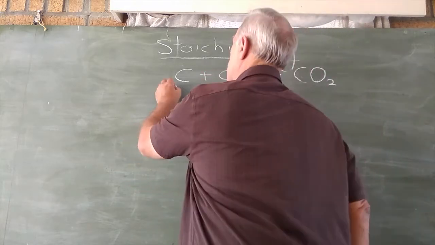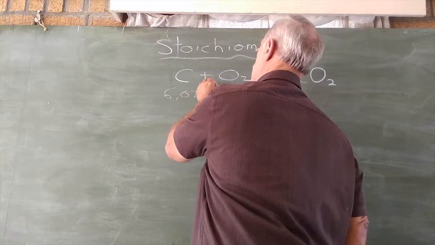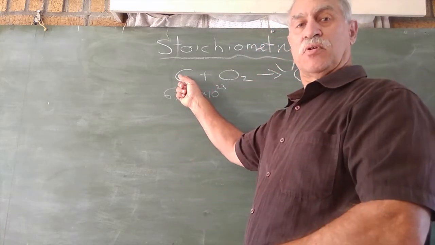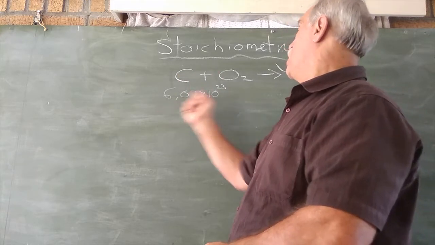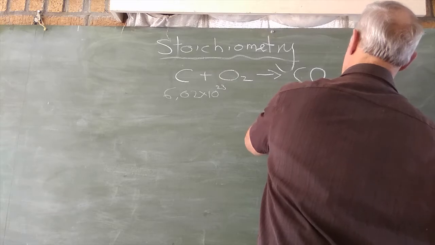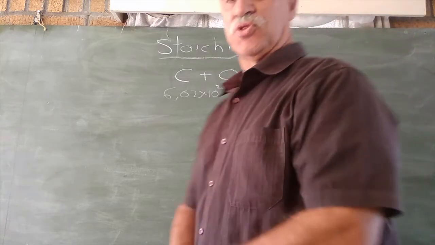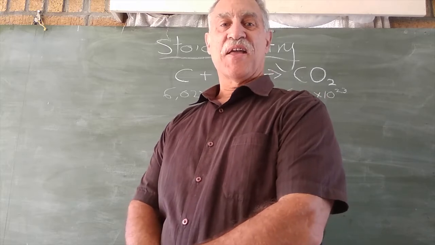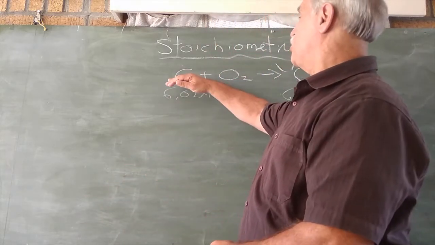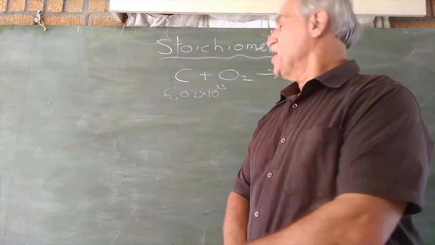And if we have 6,02 times 10 to the 23 atoms of carbon, which is Avogadro's number, we're going to produce 6,02 times 10 to the 23 molecules of CO2, because stoichiometry tells us it's a 1-to-1 ratio.